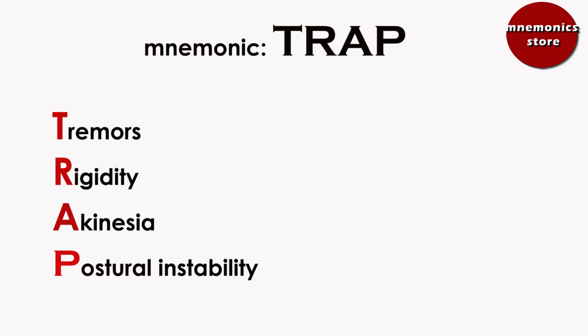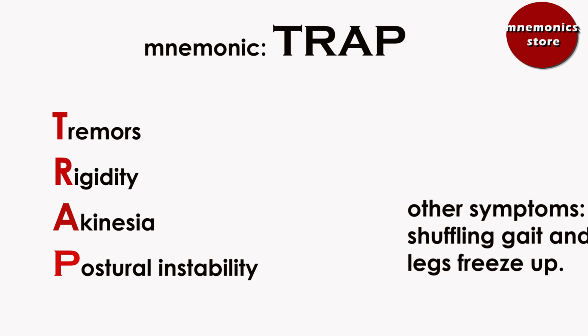Use the mnemonic TRAP. In this mnemonic, T stands for tremors, as I told you. Then we have R for rigidity, and A for akinesia. Then P for postural instability. Other symptoms include shuffling gait and legs freezing up.